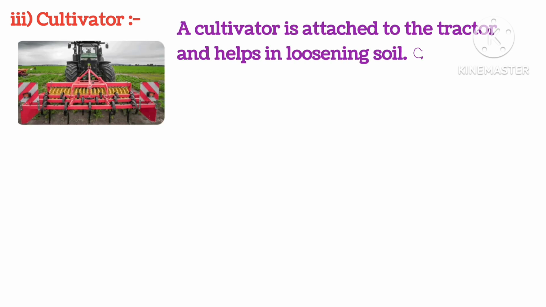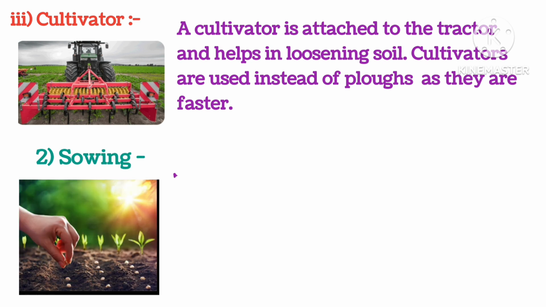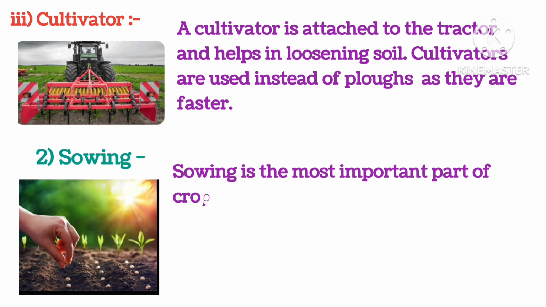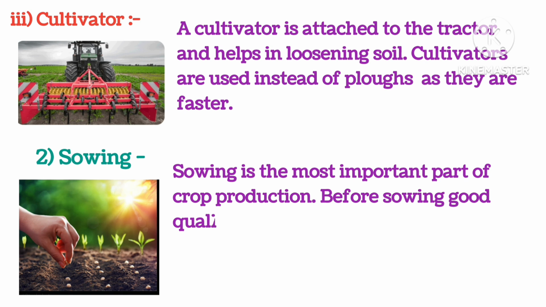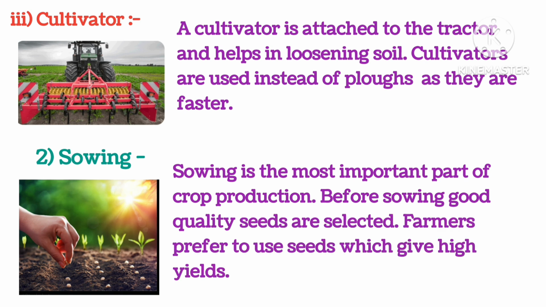Third is cultivator. A cultivator is attached to the tractor and helps in loosening the soil. Cultivators are used instead of plows as they are faster. Second, sowing. Sowing is the most important part of the crop production. Before sowing, good quality seeds are selected. Farmers prefer to use seeds which give high yield.